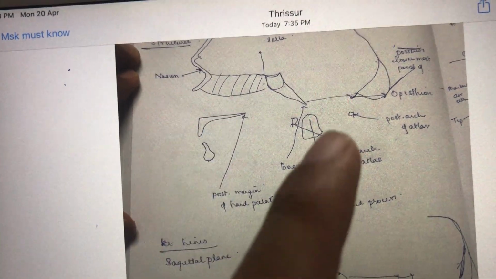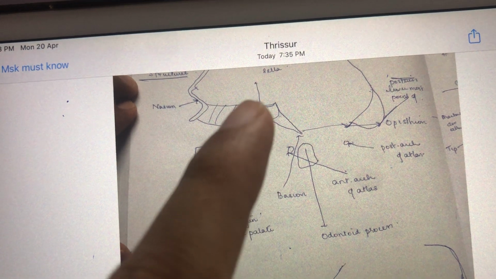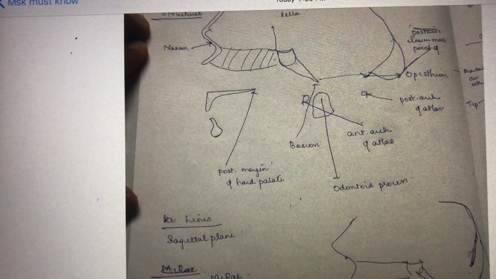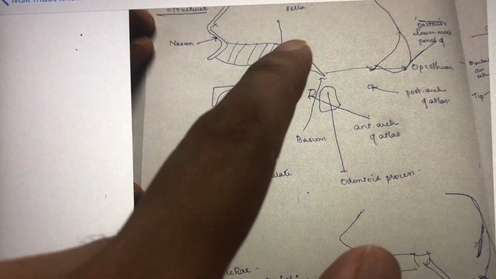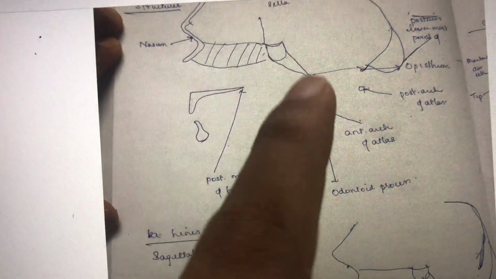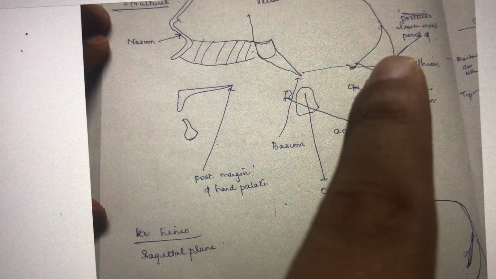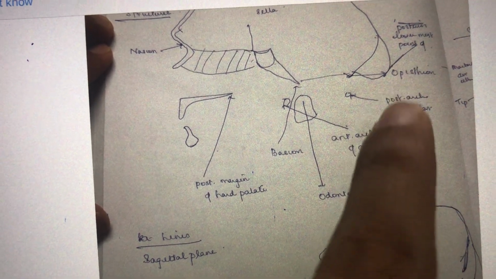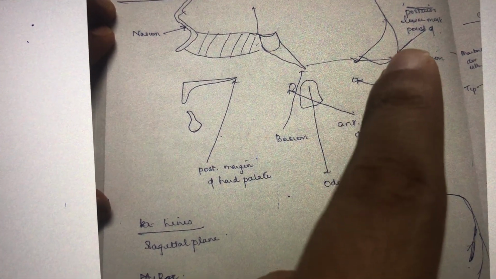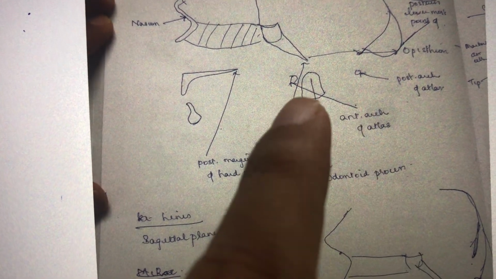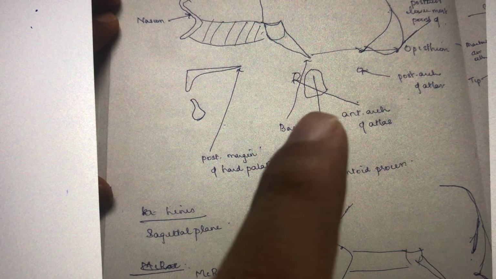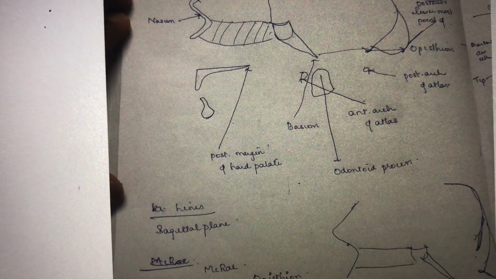Same thing, nasion. This is the sella, and the tuberculum sella anterior to it. You can see the basion, opisthion. I have marked the lowermost or the caudal-most point of the occiput here, and also the posterior margin of the hard palate. You can see the dens, the anterior arch, the posterior arch of the atlas, and the odontoid process.